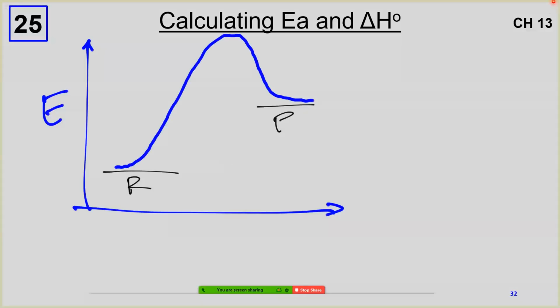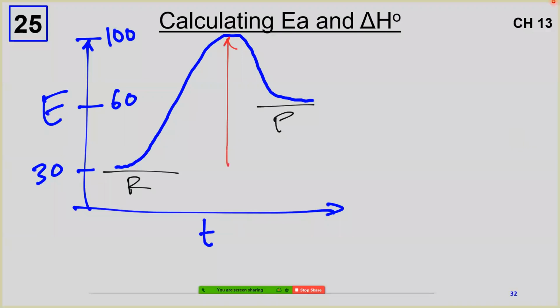All right, so here's the energy on the y-axis and time reaction progress on the x-axis. And let's say that the highest peak right here is 100 kilojoules of energy. And the energy of the products is, let's say, 60. And the energy of the reactants, let's say, 30.